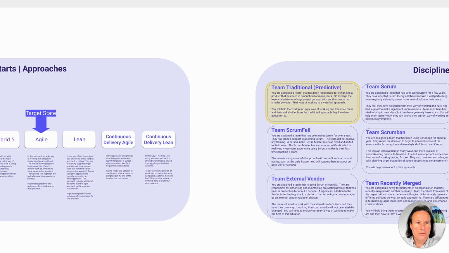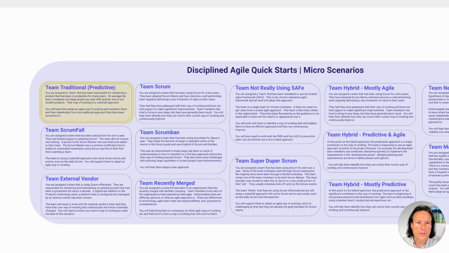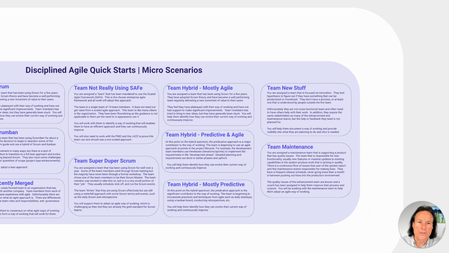Another way to take a look at the practices is what we consider our little micro scenarios. Sometimes this resonates better with the people in a given organization, so we have these scenarios. Are you a team that's using a traditional approach? Are you a team that's got external vendors? Are you a team that's been using Scrum and you're looking to use Disciplined Agile to continue to evolve that way of working? So we have lots of these scenarios as well.